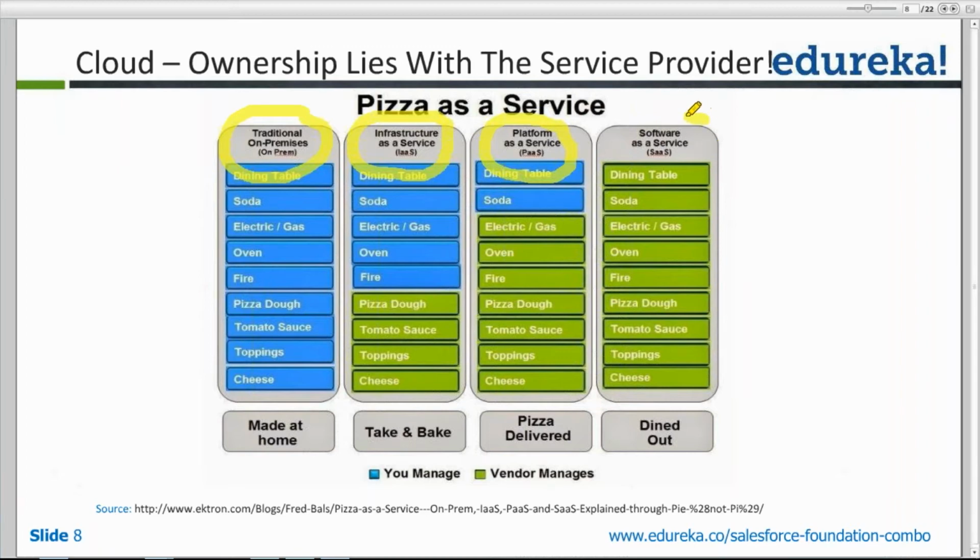If you look at the fourth column, it is comparable to a SaaS, software as a service. That is comparable to dining out, where you are not even ordering it at home, you are going out to Pizza Hut or Domino's and having it at their restaurant itself, using their dining table. That is top to bottom. The raw material, the soda, the dining table, everything is being managed by the vendor. Nothing is managed by you.